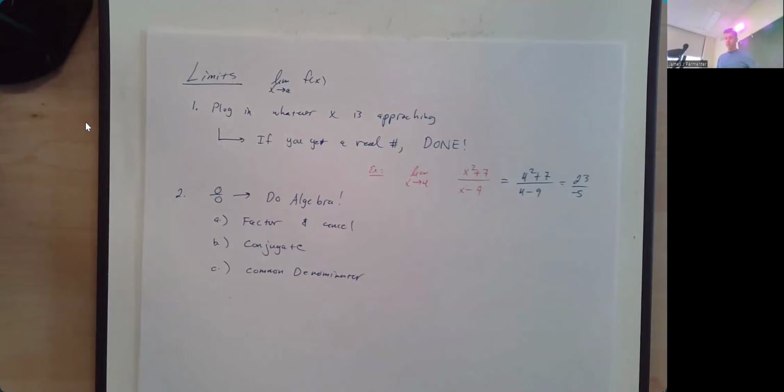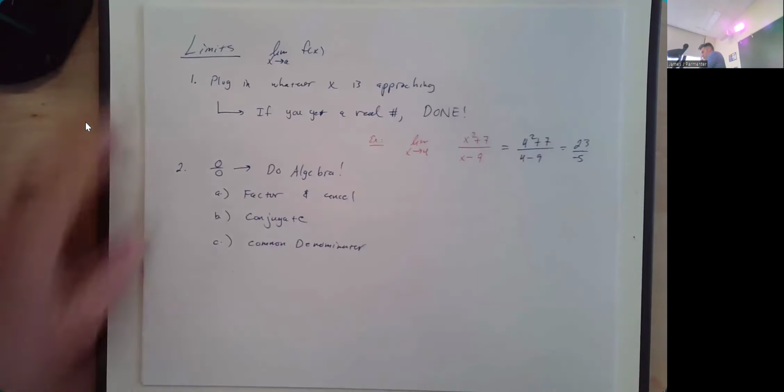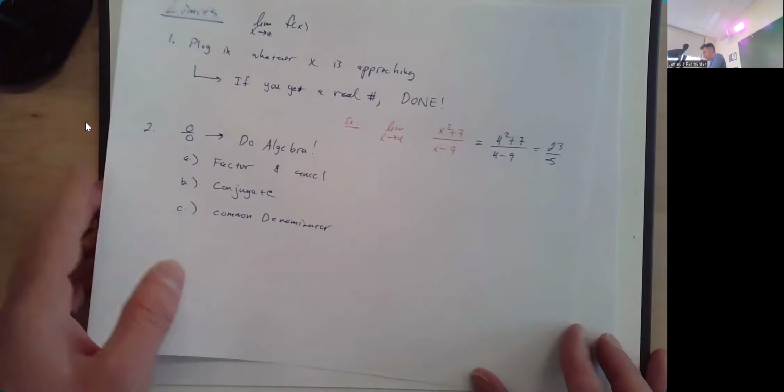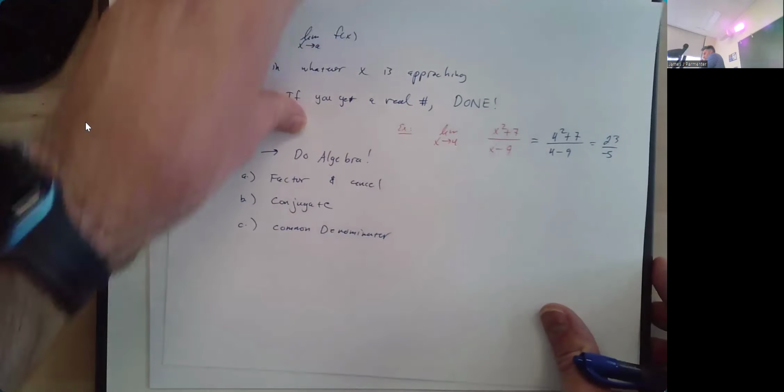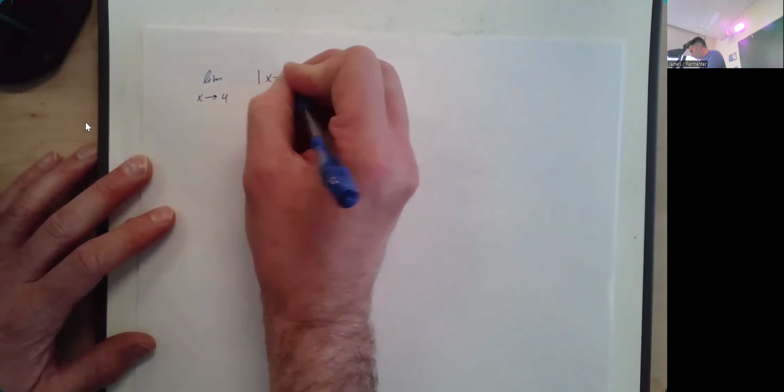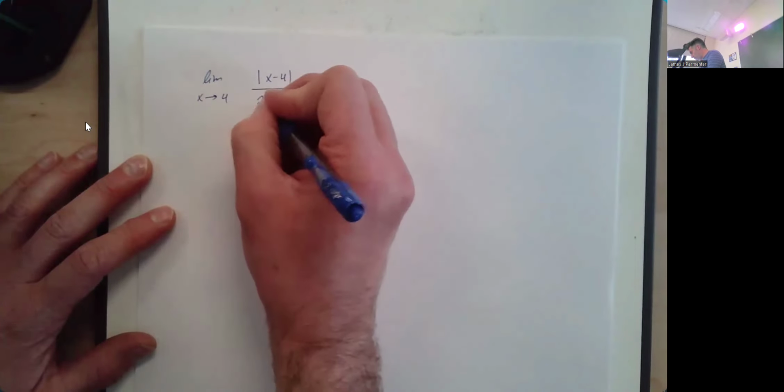It's not always going to work. For example, there are things where this will not work, like the limit as x approaches 4 of the absolute value of x minus 4 over 2x minus 8.